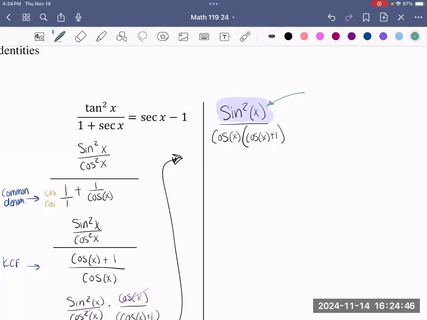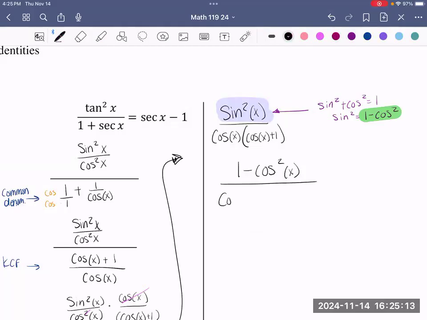So what do we know about sine squared and an identity? Well, think about it. If we had sine squared plus cosine squared is equal to 1, all we are doing is that we now get to solve for sine squared, meaning that we have subtracted cosine squared to the other side. So I'm going to have my trig identity now at the top be 1 minus cosine squared, all over my cosine of x plus 1.